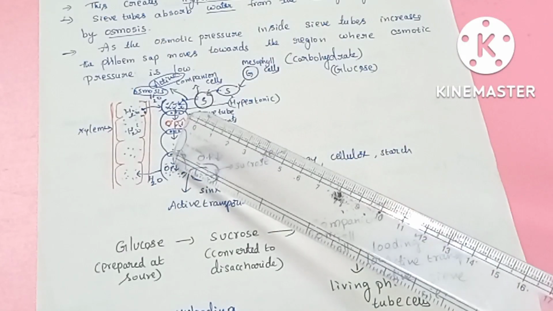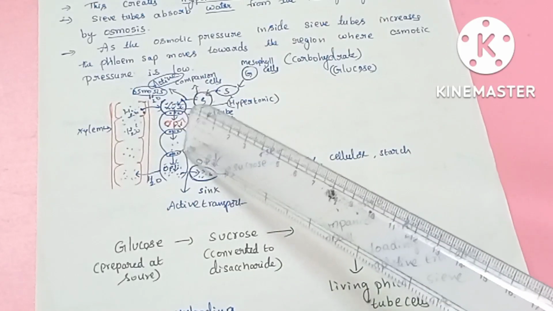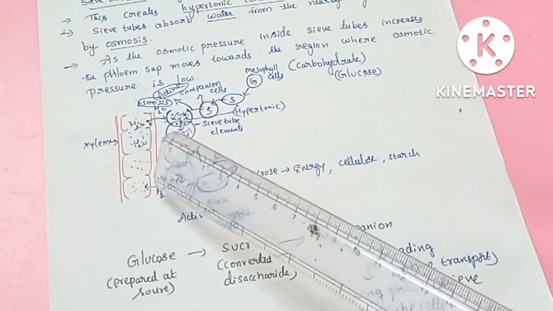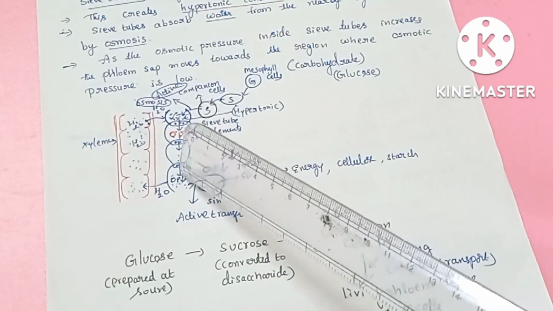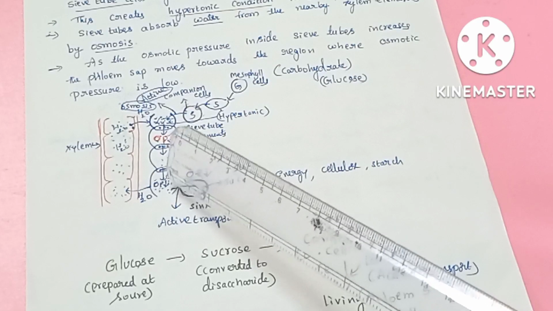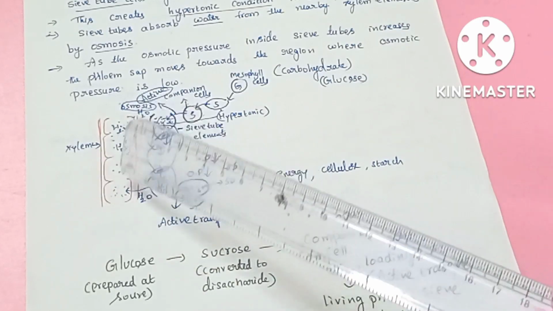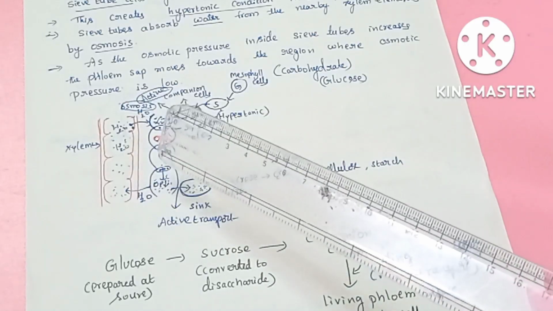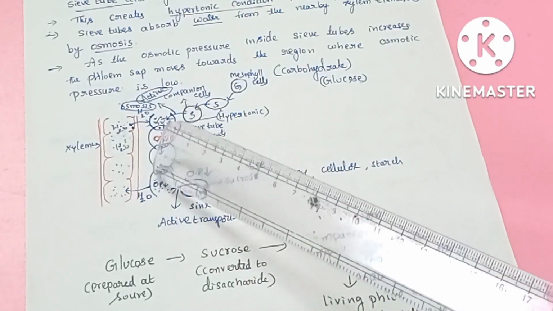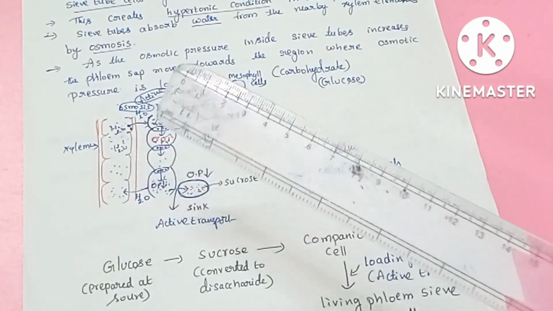When sucrose is discharged into the sink, the osmotic pressure in the sieve tube elements decreases. What will happen? Because of the unloading of the sucrose, the osmotic pressure here decreases. And then the water present here moves out of the phloem. Again, the water will be returned to the xylem. As the osmotic pressure decreases, the water in the sieve tube elements is given to the adjacent xylem.